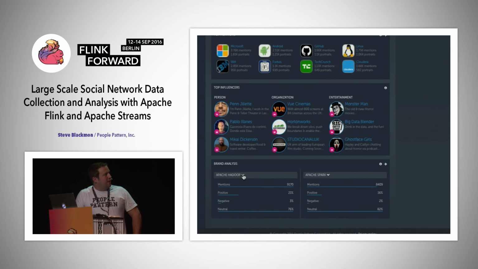So we also have a way to describe essentially bespoke portraits, which we call brands. So I created brands for Apache Spark, Apache Flink, and Apache Hadoop, and this allows you to do kind of side-by-side comparisons within this population set. How often are these different things mentioned, and is the sentiment generally positive, negative, or neutral? You might imagine that marketers really geek out over this stuff.